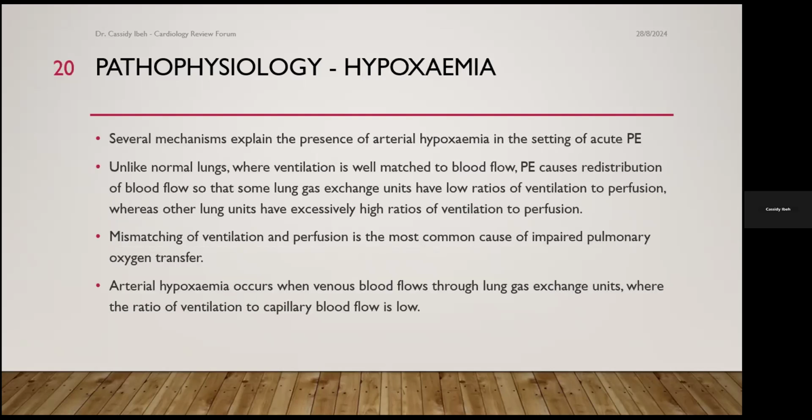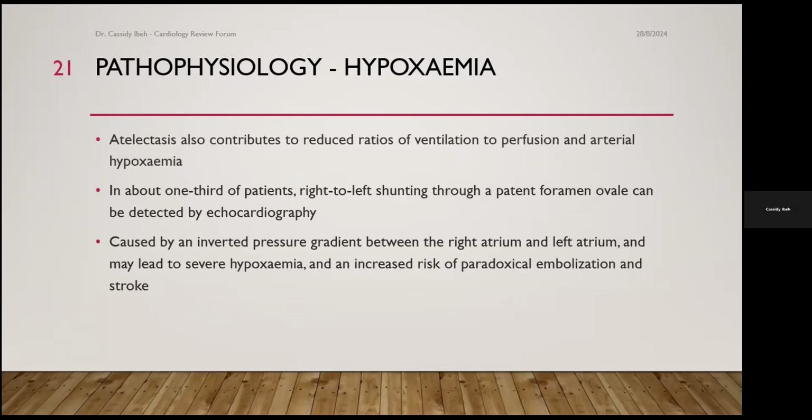Now, in terms of hypoxemia, several mechanisms explain the presence of arterial hypoxemia in the setting of acute PE. Unlike in normal lungs, where ventilation is well matched to blood flow, pulmonary embolism causes redistribution of blood flow so that some lung gas exchange units have a low ratio of ventilation to perfusion, while others may have excessively high ratios. Mismatching of ventilation and perfusion is the most common cause of impaired pulmonary oxygen transfer. Arterial hypoxemia occurs when venous blood flows through lung gas exchange units where the ratio of ventilation to capillary blood flow is reduced.